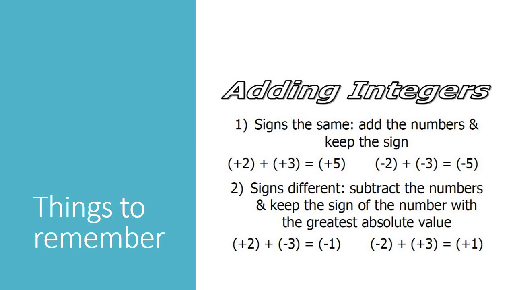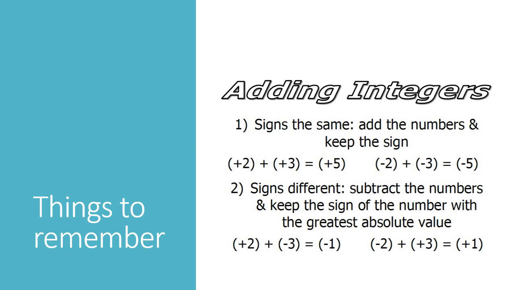If the signs are the same, add the numbers and keep the sign. For example, plus 2 and plus 3 are to be added. Plus 2 plus 3. Both the numbers are positive, so we'll add the numbers. 2 plus 3 is 5. Add the numbers and keep the sign. The sign is positive, so the result will be 5 or plus 5. 2 plus 3 will be 5.